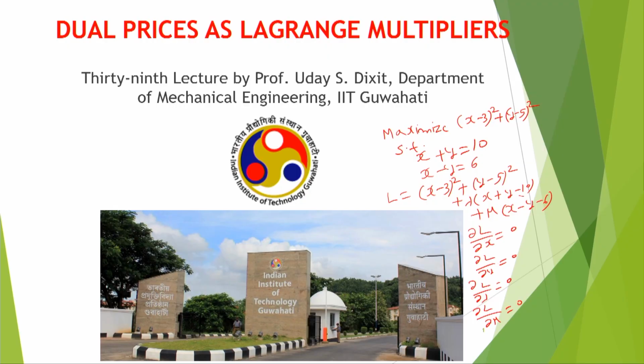Now, Lagrange multipliers have a significance: they are in fact the unit worth of a resource. The unit worth of the resource corresponding to x plus y equal to 10 will be given by lambda, and the unit worth of the resource of the x minus y is equal to 6 type of constraint will be given by mu. So, using this concept, let us see how we can get some idea about dual price. It will give you another method to cross check your answers. Let us go to the next slide.